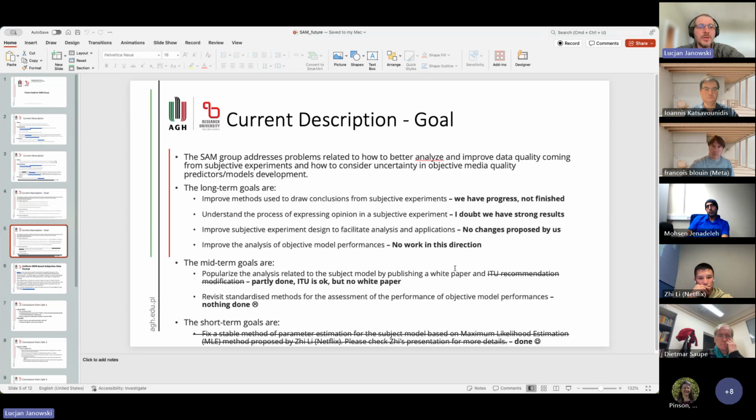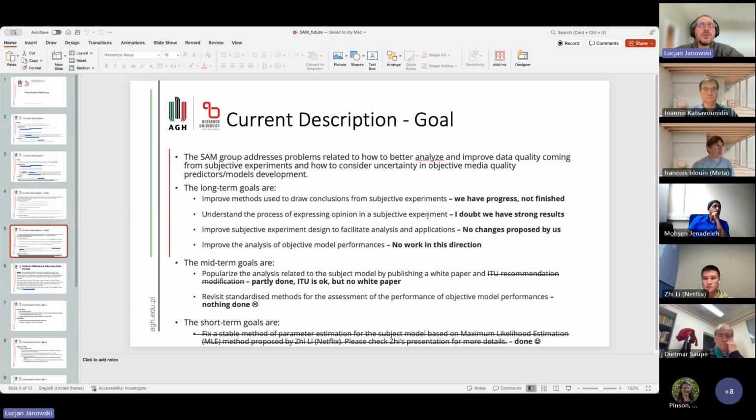And the white paper, I think maybe it's even better idea that Margaret said, like this tutorial, how to use the method, so then it could be more widely used. And the long-term goals, we've got this improved methods to use, draw conclusions for subjective experiments, and definitely we did some progress here. Of course, this work cannot be finished probably ever, but we did something.